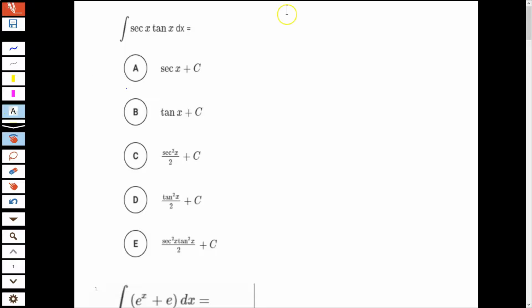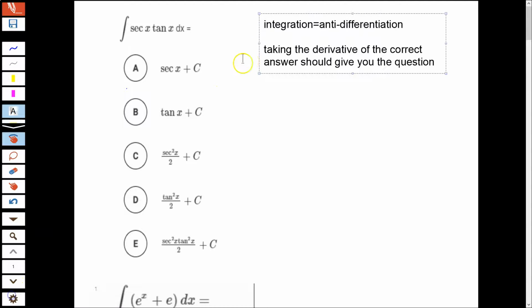There's two facts that I want you to keep in mind as you tackle these. So the first fact is that integration is anti-differentiation. So the way we're going to solve all of these is by going to our derivatives reference and looking to see which rule we might have used for which function to get this result. The second fact is that taking the derivative of your correct answer should give you the question. It's kind of like Jeopardy, right, where the answers are the question and the question is the answers.